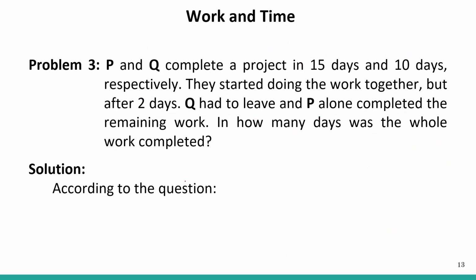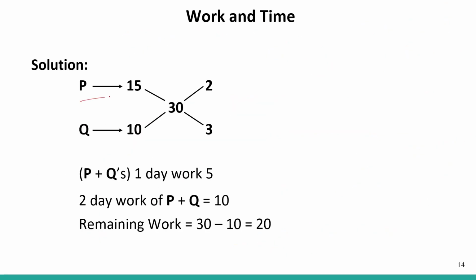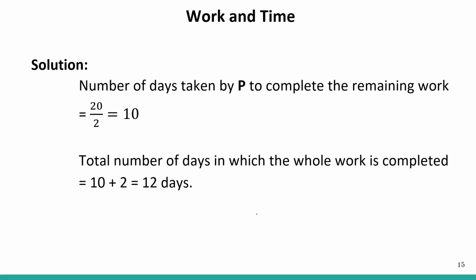Okay. So according to the question, P goes for 15 days and Q goes for 10 days. So 30 here, 2 and 3. So P plus Q's 1 day work is 5. So 2 days work of P plus Q is equal to 10. So remaining work is equal to 2. So it took them 12 days, right?